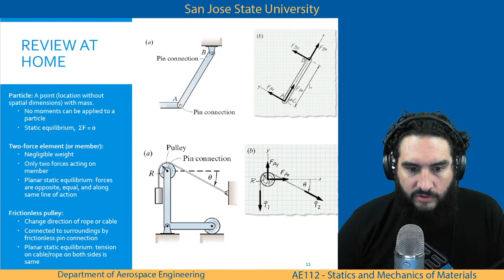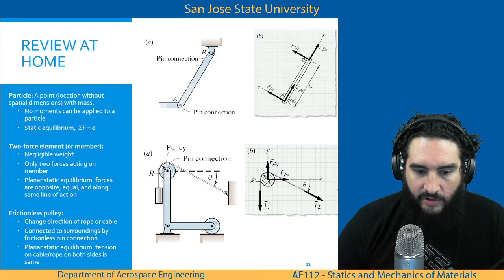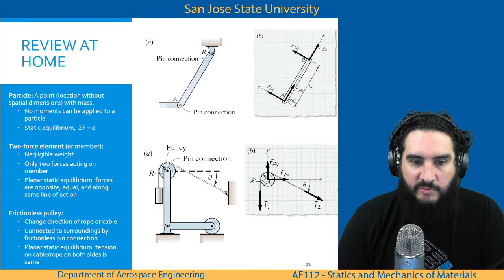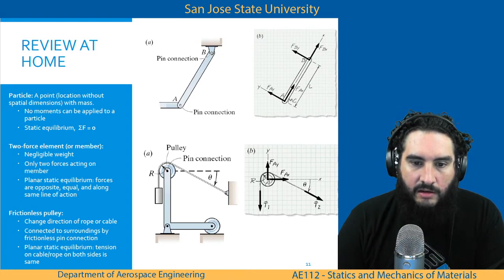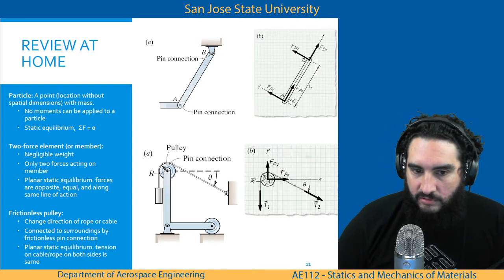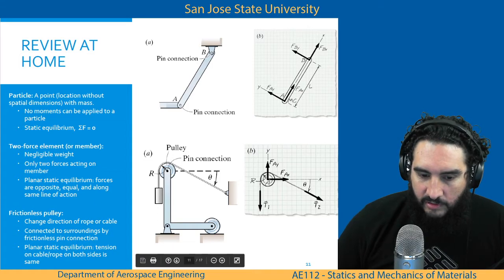I want to talk about particles, two force elements, and a frictionless pulley. Okay, so particle. A particle is a location without spatial dimensions and without mass. No moment can be applied to the particle, and it has to be in static equilibrium.